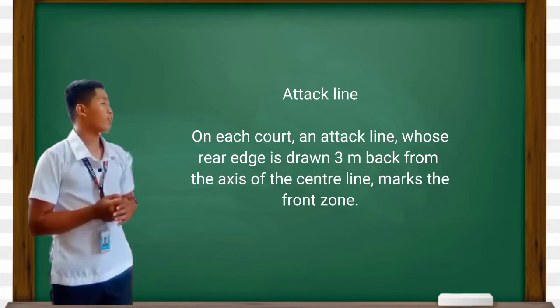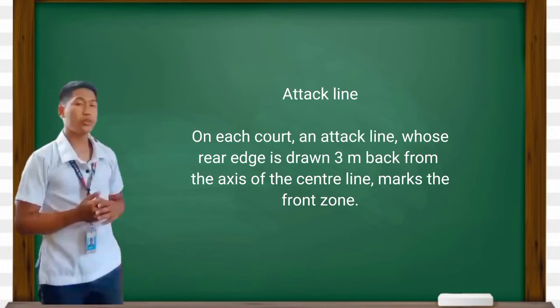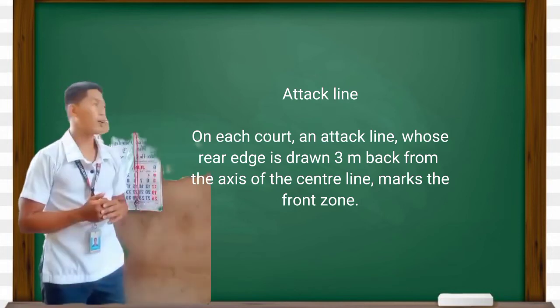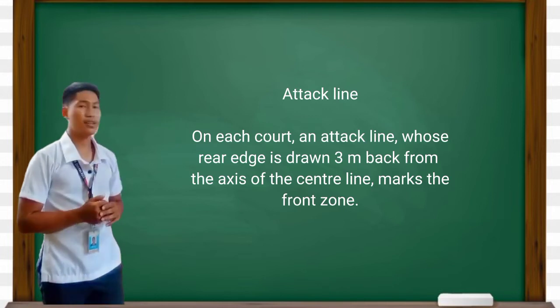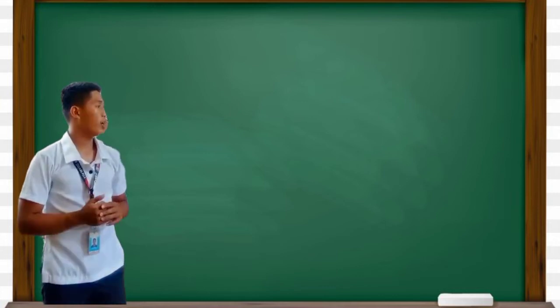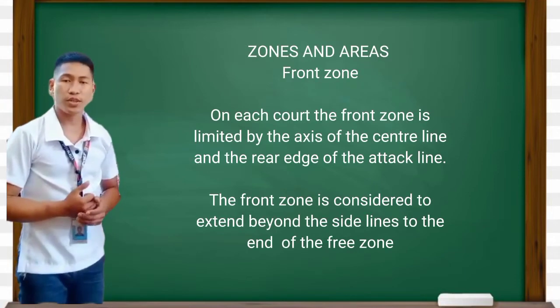Next is the attack line. On each court, the attack line's posterior edge is drawn 3 meters back from the axis of the center line. It marks the front zone. So that's all the lines on the court. Let's proceed to the zones and areas.